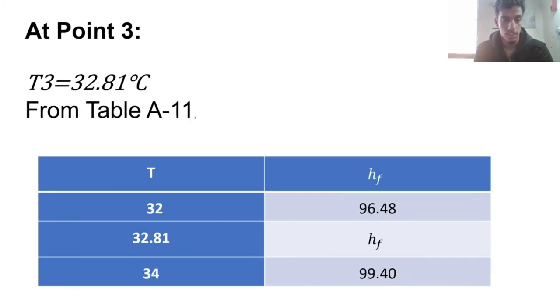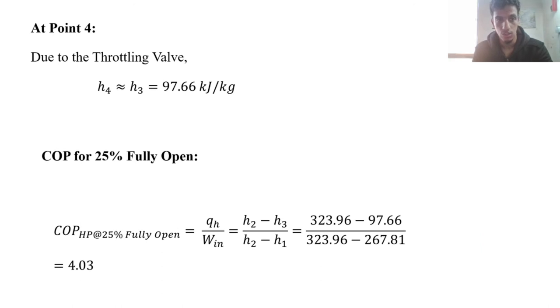At point 3, the temperature is 32.81. So we can find the enthalpy hf from the table. At point 4, due to the throttling valve, enthalpy 4 and enthalpy 3 will be equal, 97.66. So the COP for 25% fully opened is 4.03. This is the formula which we use to find it.